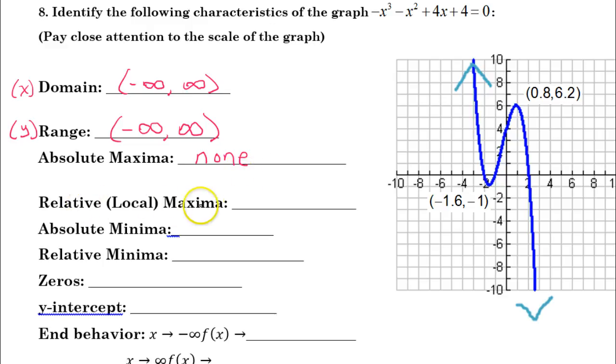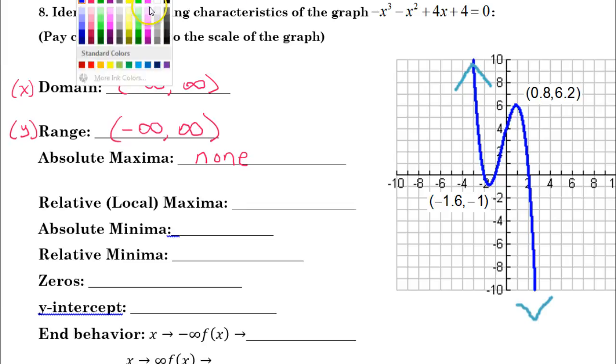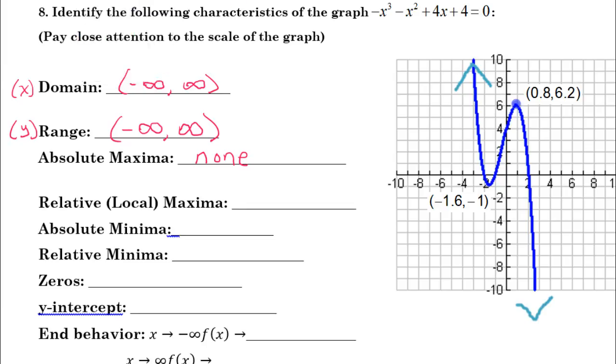What about local or relative maxima? Well, it looks like this spot right here. This spot right here is going to be a local maximum. It's not the highest point on the graph, but it's the highest point on the top of this little hill. So that is this point 0.8 comma 6.2. Okay, so we'll just write that down. 0.8 comma 6.2.